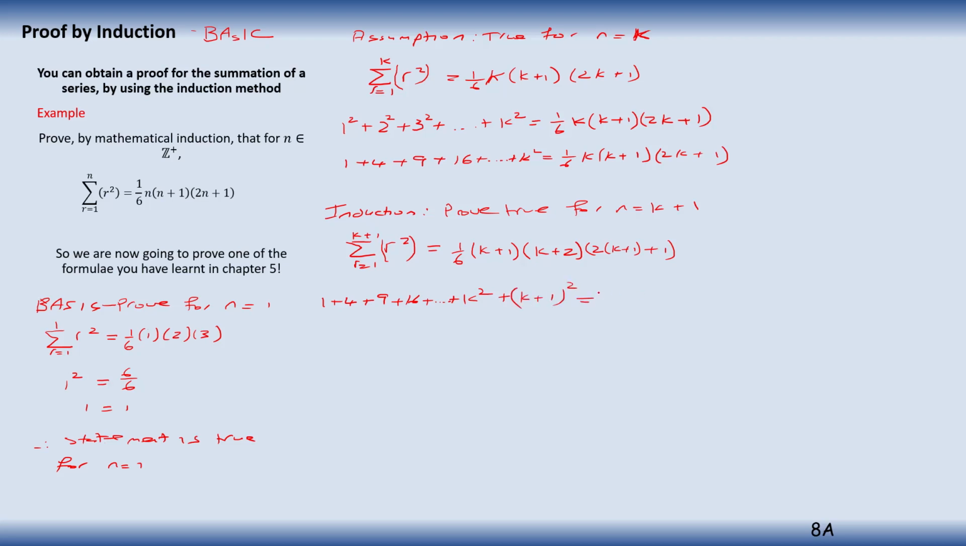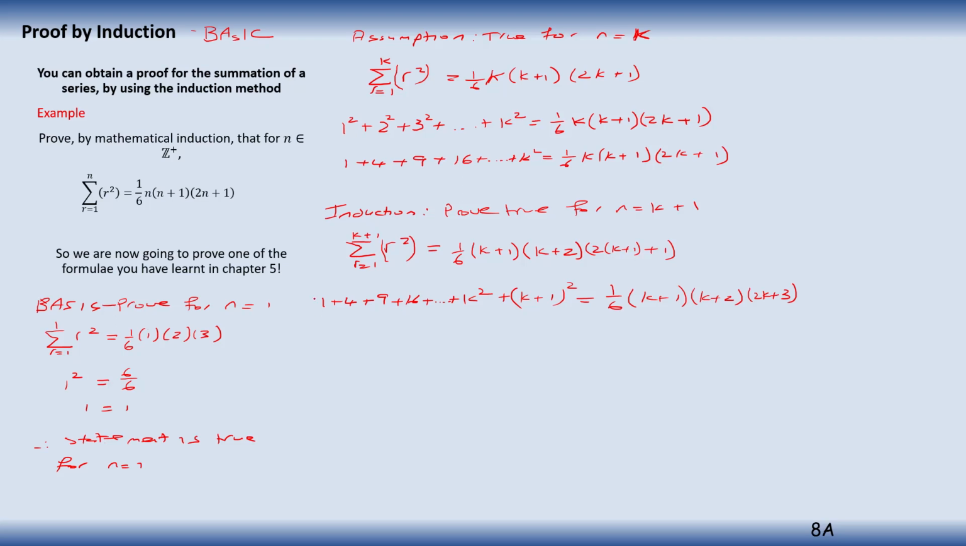And that's equal to a sixth of k plus 1, k plus 2, and if we expand that out, you get 2k plus 4 plus 1. So you got 2k plus 2. So you get 2k plus 3 altogether. 2k plus 3. Yep, 2k plus 2 plus 1.